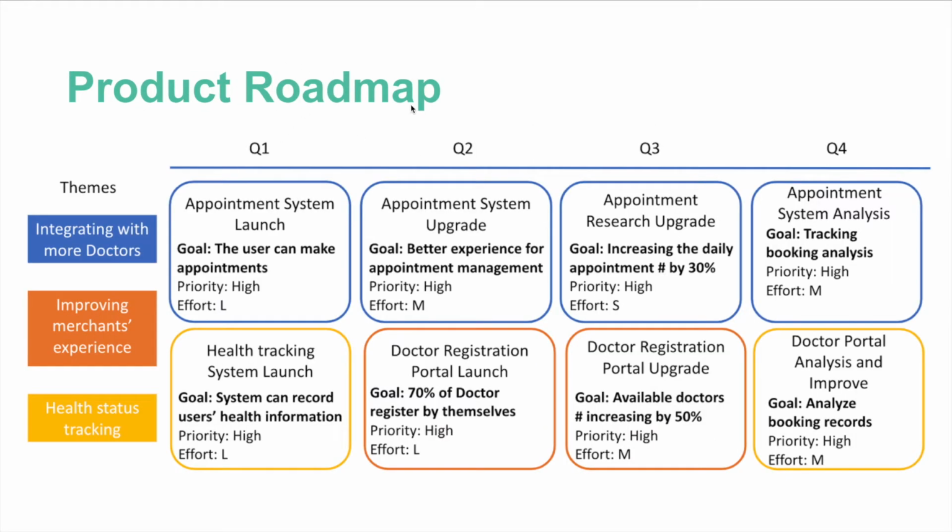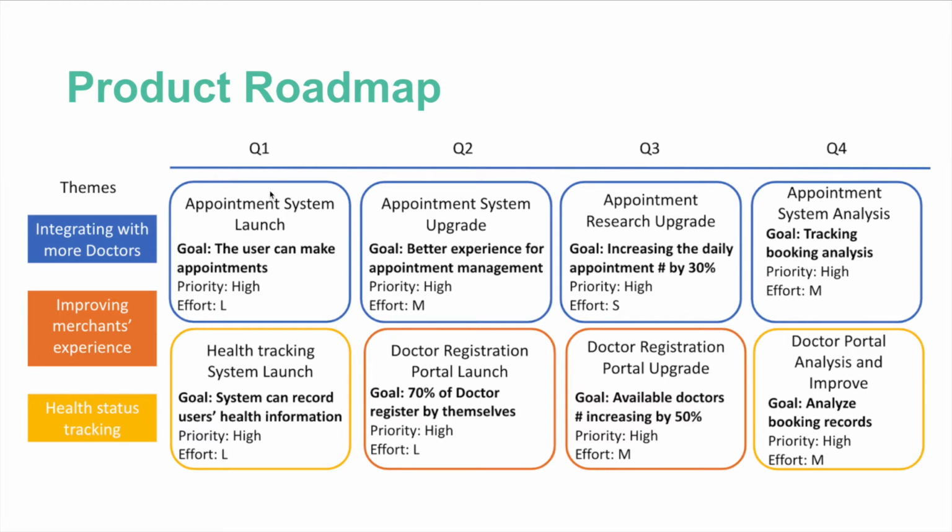This is our roadmap. We have three main themes. Firstly, we want more doctors involved in our system, and we want to improve the user's experience. And also, it's not very often that you need to make appointment with doctors. Maybe you just have twice a year. So maybe the users will forget our app. So we want to create some features about health that the users can use almost every day. So we will also focus on the health status tracking system.